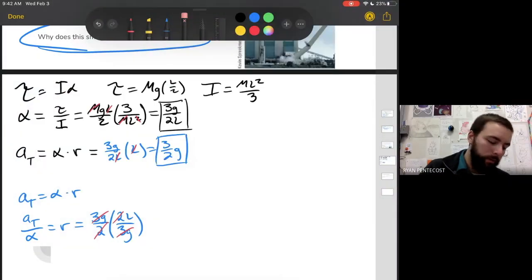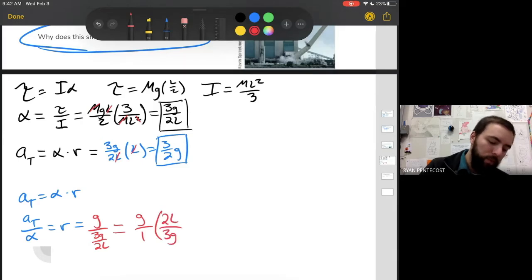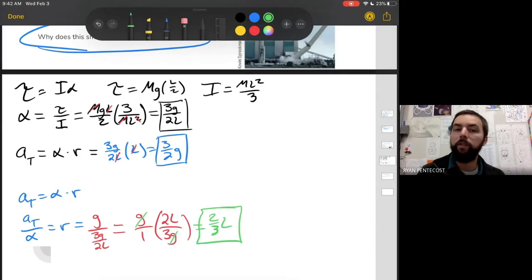Oh, I know what I did wrong. If we want g for our acceleration, that's what I did wrong. g divided by alpha, which is 3g over 2L. So I'll do the reciprocal, right? g over 1 times 2L divided by 3g. Sorry about that. Had a brain fart there. So the g's cancel. You then get 2/3 L. Okay? So 2/3 along that length, that's the point at that radius where you're actually going to have a g acceleration.